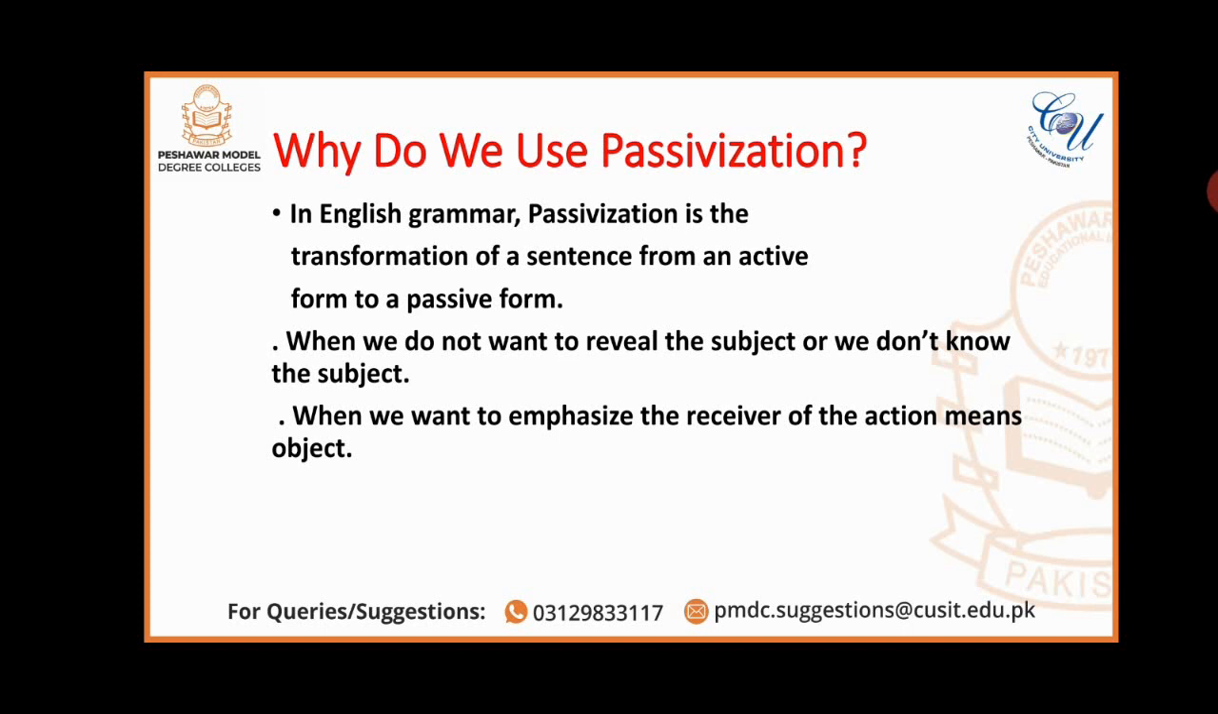Passivization is the transformation of a sentence from an active form to passive form when we do not want to reveal the subject or we don't know the subject. When we don't know the subject or when we deliberately do not want to reveal the subject, we use what? Passive form of sentence.